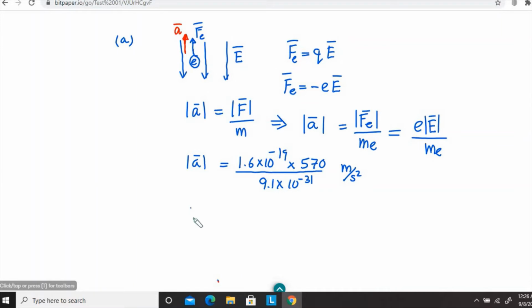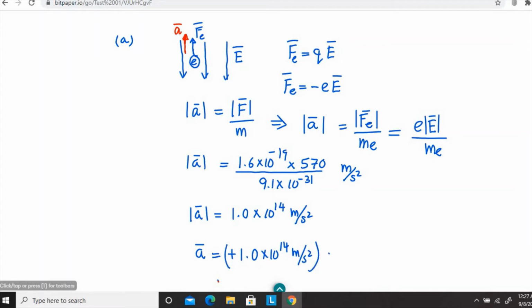Now when we solve this, you will see that we'll get 1.0 times 10 to the power 14 meters per second squared. So that's the magnitude of the acceleration, and if we consider the direction, we can write this as plus 1.0 times 10 to the power 14 meters per second squared, and I can write j hat, saying the unit vector in the upward direction.